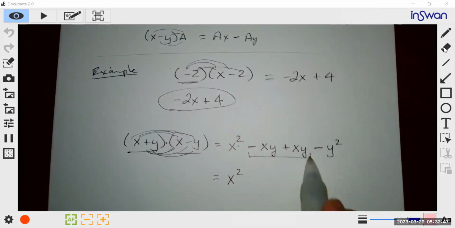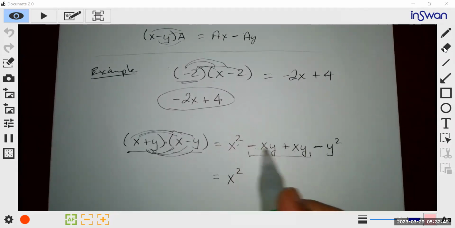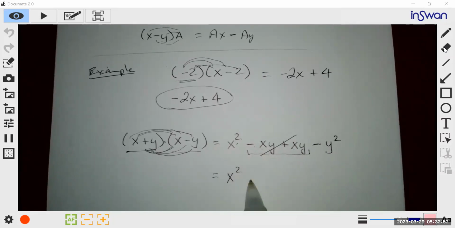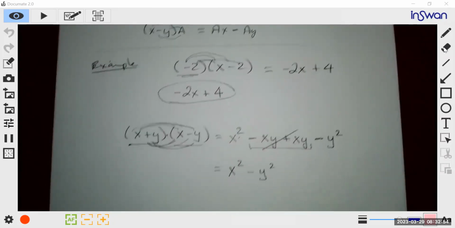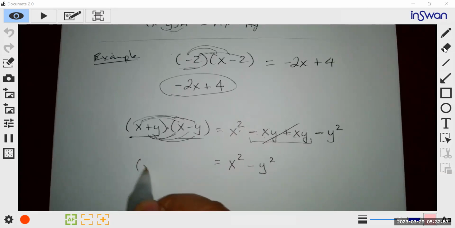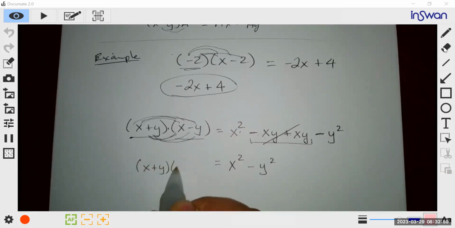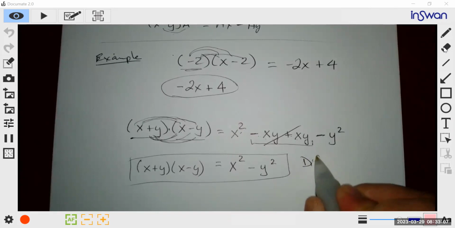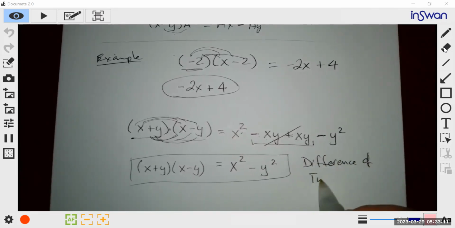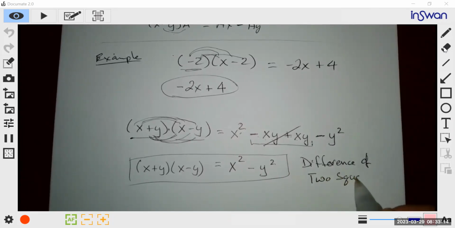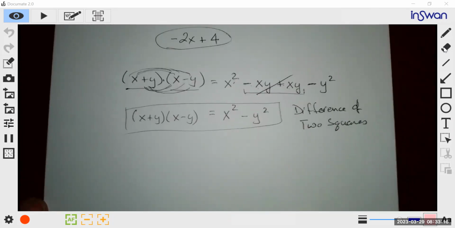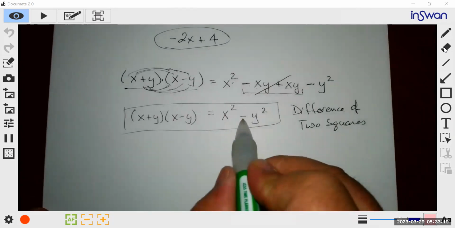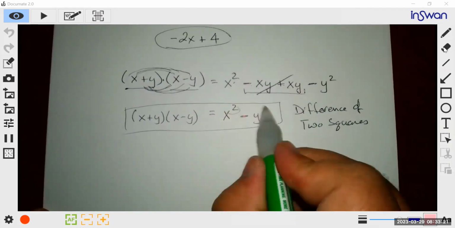These two, XY, XY, are the same numbers but different signs, so they cancel each other out. So x plus y times x minus y equals that. This is called the difference of two squares, for easy reasons. The difference means subtraction, and they're both squared.